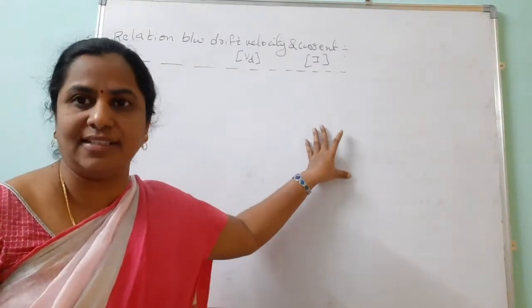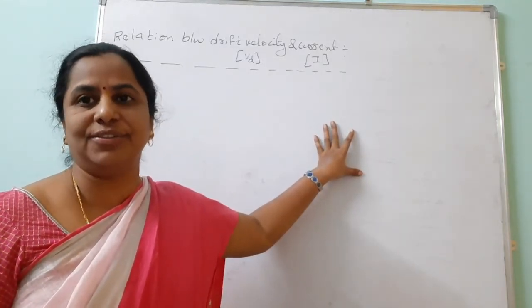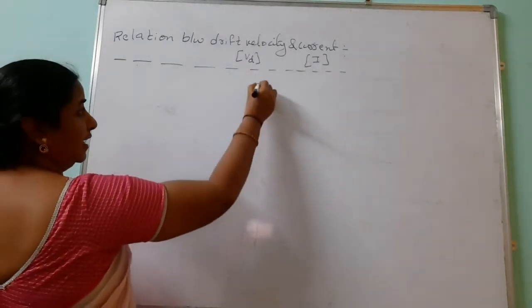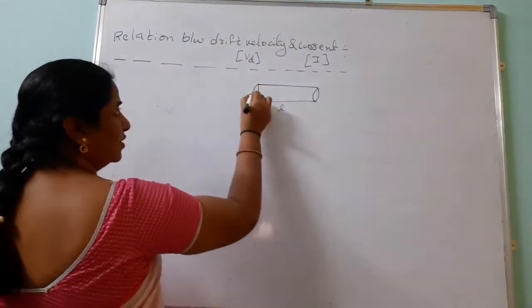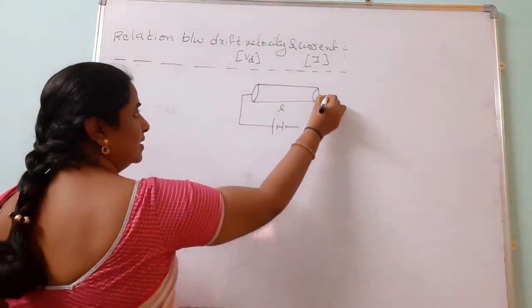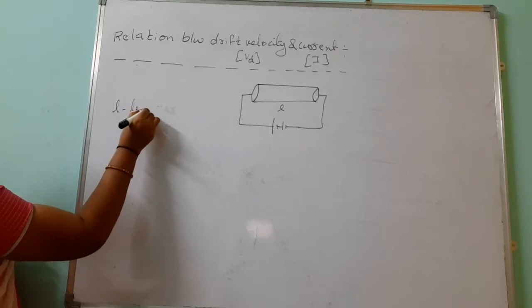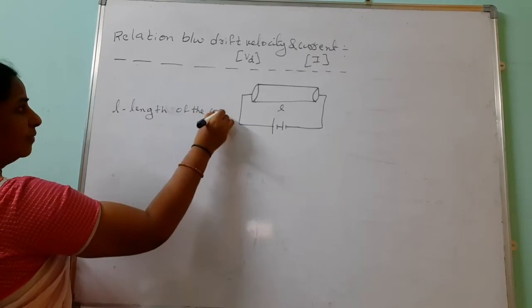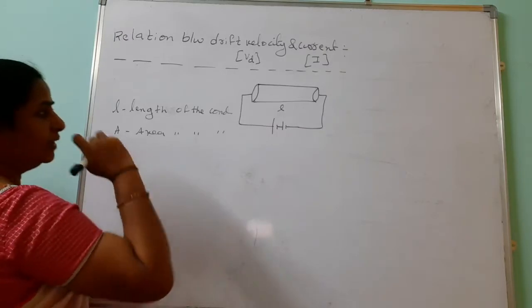Relation between drift velocity and current. While doing objective problems, this formula is very important. How should we find the relation between drift velocity and current? Suppose, look here, we are taking one conductor. The length of the conductor is L. Across this we are connecting a battery, which provides the potential difference. L is the length of the conductor, and A is the area of the conductor.